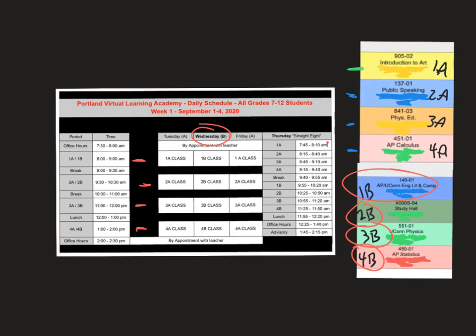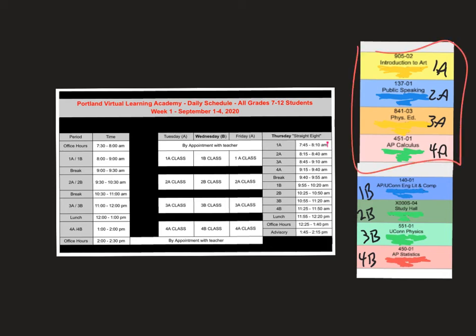The trick now is the Thursday schedule. And I say trick, but it's really not a trick. It's just a shift in times. We look back now at this straight 8. On Thursday, that student is going to go straight 1 through 4A. So Introduction to Art, Public Speaking, Phys Ed, AP Calculus, following these scheduled times, the other 4 classes for these scheduled times on Thursday. And then on Friday, that student would deviate right back to the A-day classes for these times over here. And that is week 1.